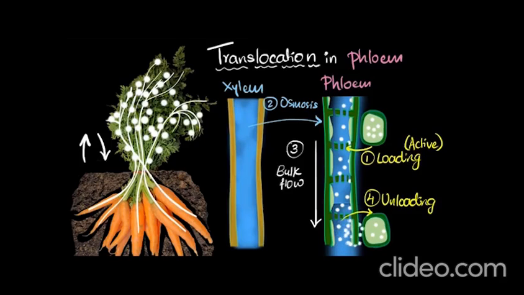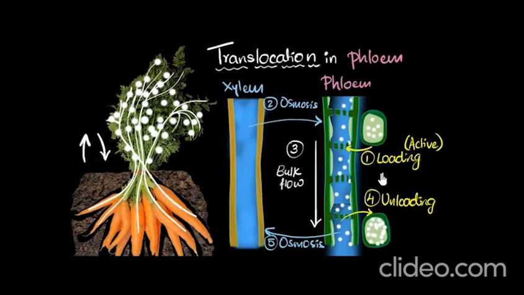So let's unload that sugar from the phloem into the required cell. And finally, remember that region which had a lot of concentration of sugar had a lot of water due to the osmosis? Well, now that concentration has lowered, so that water will move back to xylem. So in step 5, again, osmosis happens and the water moves back. And that's how translocation happens inside plants.